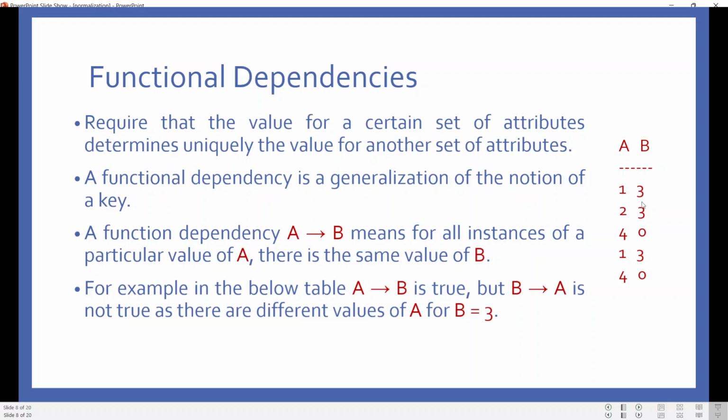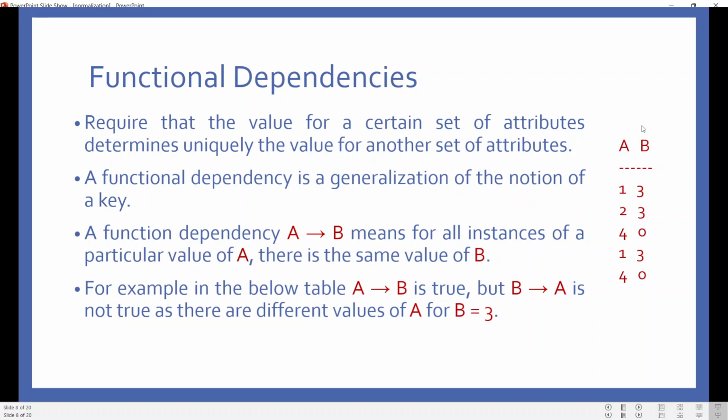Now the value of B is 3. So the value of A is what? 1. So by knowing the value 3, can you say that the value of A is 1? No, because in the second row you can see the same value of 3, but the value of A is 2. So that means the functional dependency B to A is false here.